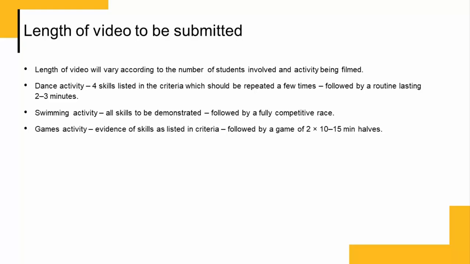Following the filming of the 4 skills in isolation, the candidate should then be filmed performing a routine lasting between 2 to 3 minutes. In the swimming activity, there is an expectation that candidates are able to demonstrate all of the skills listed in the criteria. They should be observed performing a length showing each of the skills if the pool is 20 meters long, for instance, in which case they will perform 1 length showing arm action, followed by 1 length performing the leg action, until all skills have been shown.